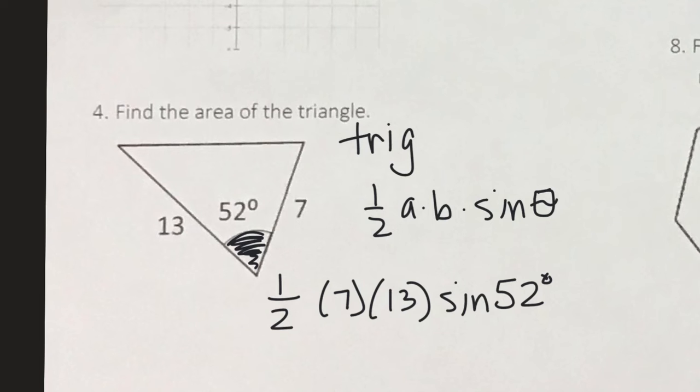Make sure you're in degree mode, because if you're in radian mode, you're probably going to come out with something completely different. My calculator says 8.545, so we're going to round up to 8.55. And since we still have no units, square units is the area.